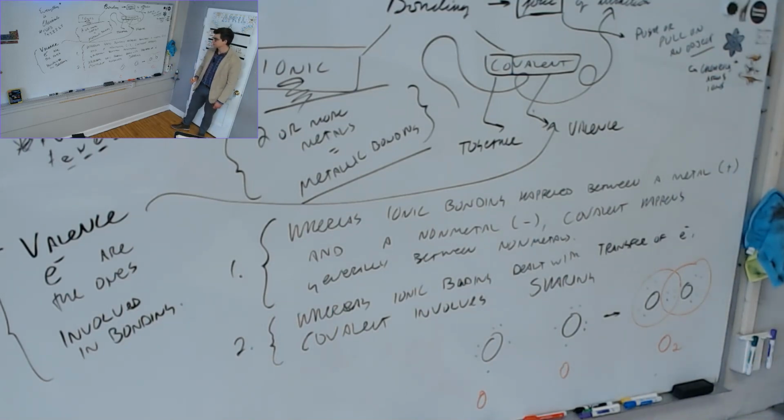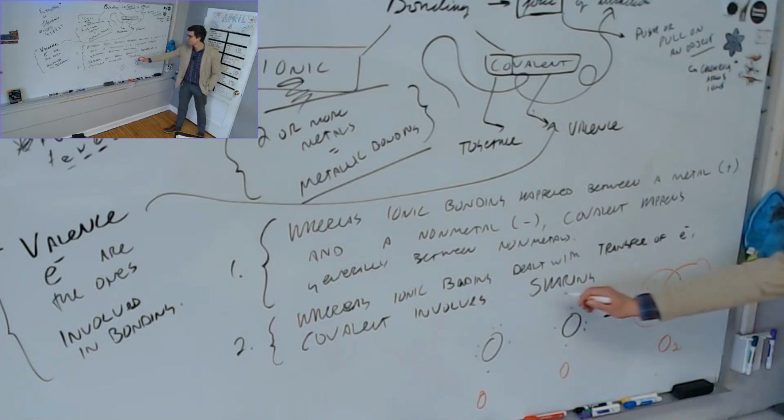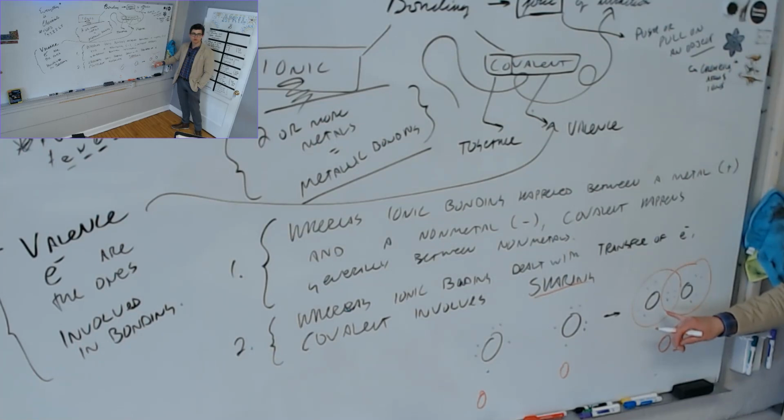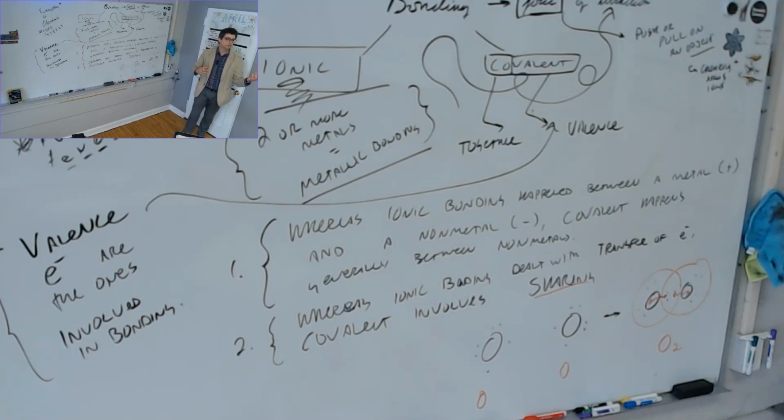Sharing. The last word is sharing. They share. They are covalent. They share valence electrons. So what's holding them together? Well, the electrons that they're sharing are attracted to both nuclei. So it's still the electromagnetic force. They're not attracted to each other, but they're attracted to each other's electrons.